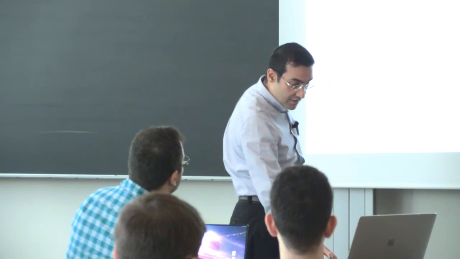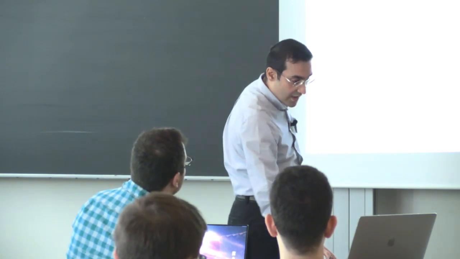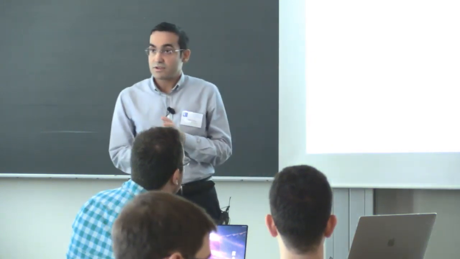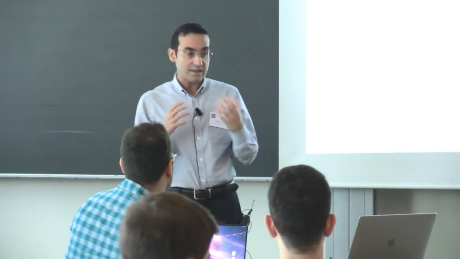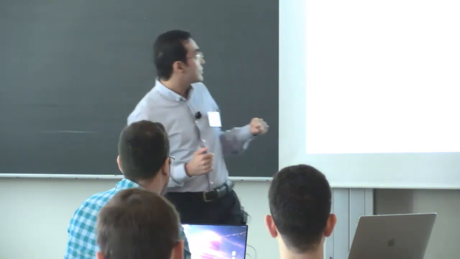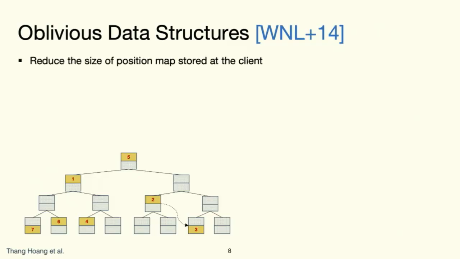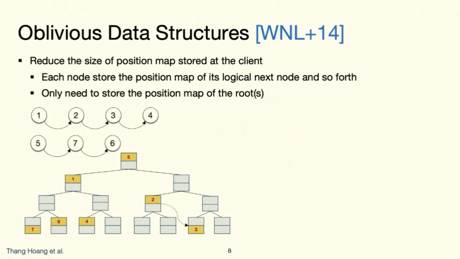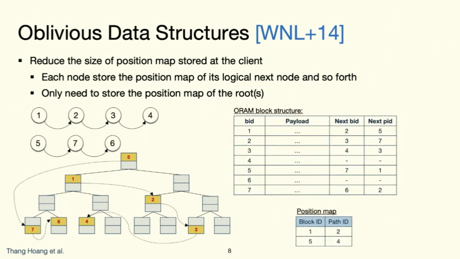So there is another alternative to do so. If our data is already structured, basically we can form it in a linked list. Then actually we can use ODS. And in ODS, instead of storing the whole position map, you are storing the roots of the nodes in the position map. And this will allow you naturally to reduce the size of your position map. And if there is an opportunity, we will also use ODS in our construction.